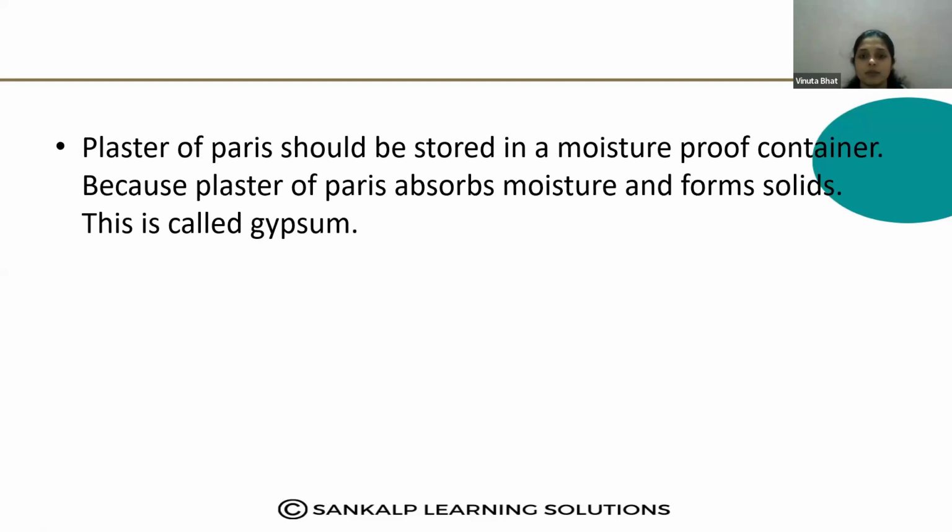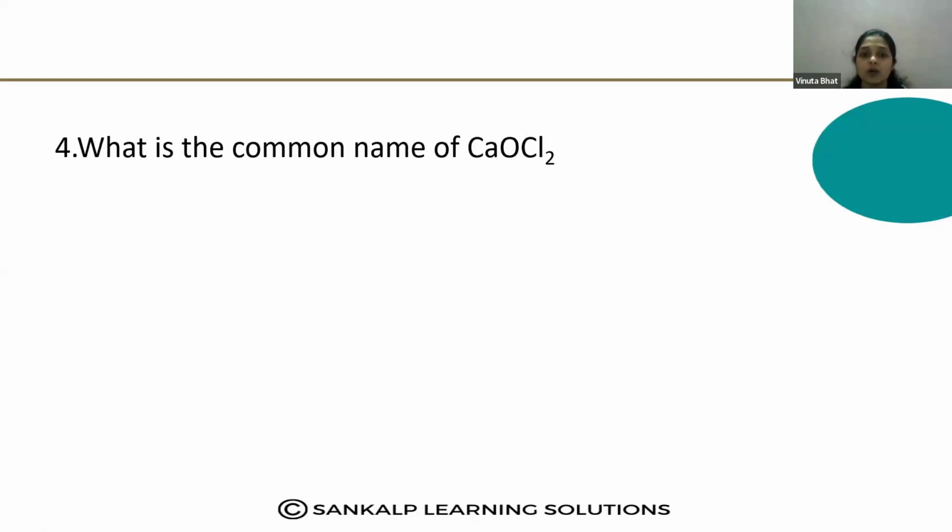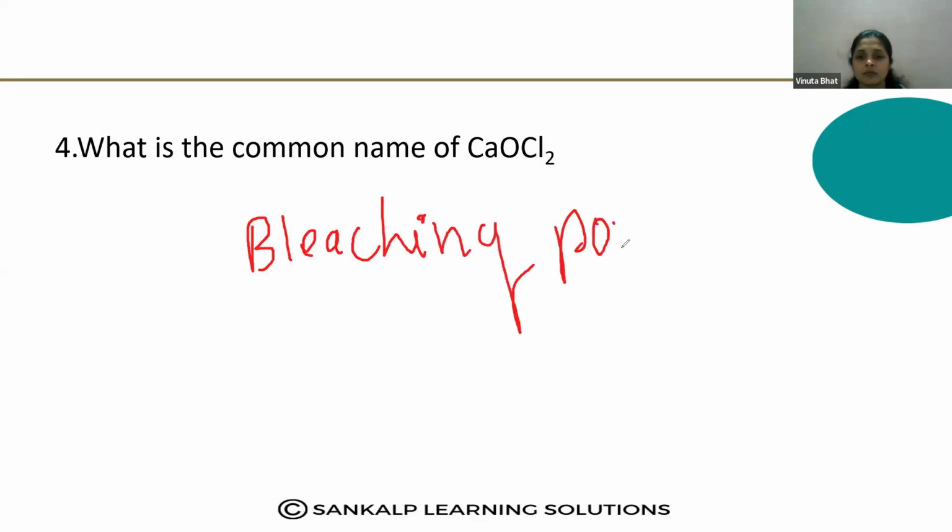Next question. What is the common name of CaOCl2? That is calcium oxychloride, also called bleaching powder. What is the common name of calcium oxychloride? That is the bleaching powder.